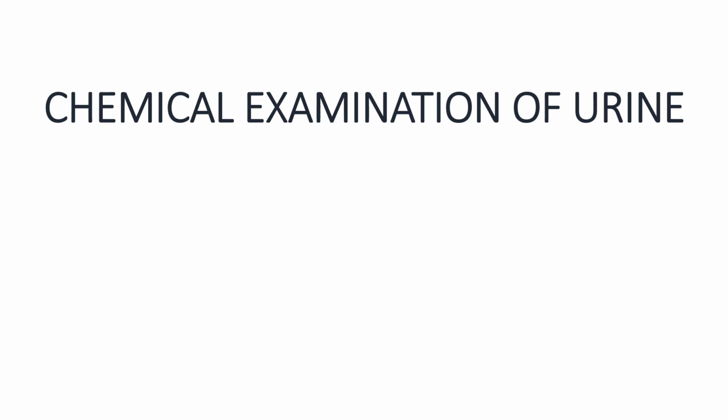So now let's talk about the chemical examination of urine. In this chapter, we'll be talking about everything else, that is glucose, ketone bodies, proteins and blood, and we'll talk about all the tests, everything you need to know for the exam.